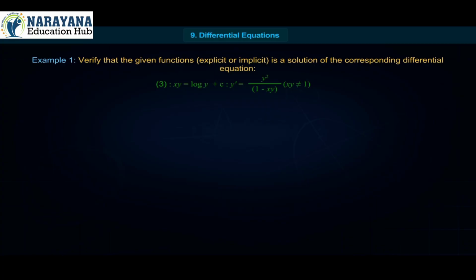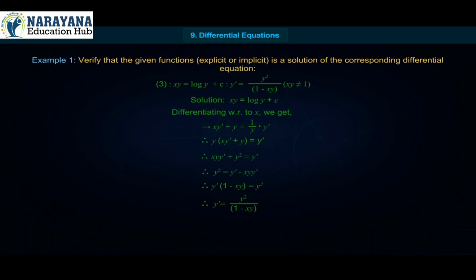Number 3. xy is equal to log y plus c. y dash is equal to y square upon 1 minus xy, where xy is not equal to 1. Solution. xy is equal to log y plus c. Differentiating with respect to x, we get x y dash plus y is equal to 1 upon y into y dash. Therefore y into x y dash plus y is equal to y dash. Therefore x y y dash plus y square is equal to y dash. Therefore y square is equal to y dash minus x y y dash. Therefore y dash into 1 minus xy is equal to y square. Therefore y dash is equal to y square upon 1 minus xy.